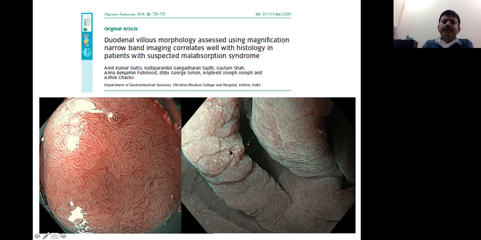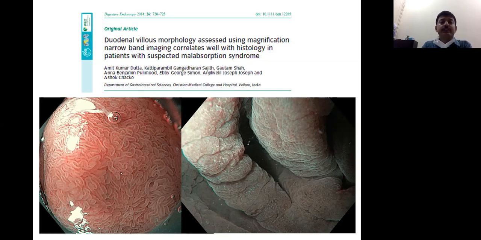Now look at this picture. This also is an image obtained by the same imaging modality. And here you can't see any of this finger-like villi. So this patient has severe villus atrophy. While this technology is good for detecting villus atrophy, it is not a substitute for biopsy. So please remember, biopsy is still very much required.